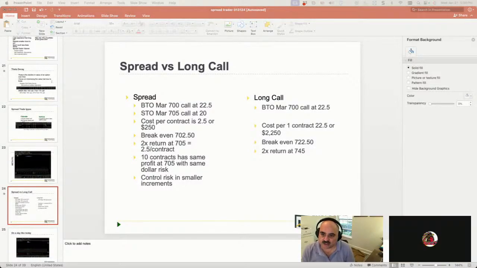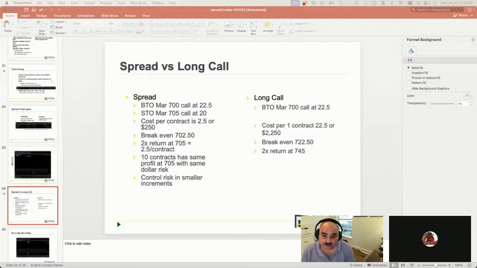I just did this trade. This was a Costco trade. I bought a March 700 call and I sold the 705, which gave me a spread. The cost per contract of that was $2.50, or $250 for one contract. The long call, if you just bought the long call, was $22.50, so that's $2,250. So you have almost a 10x investment for one contract.